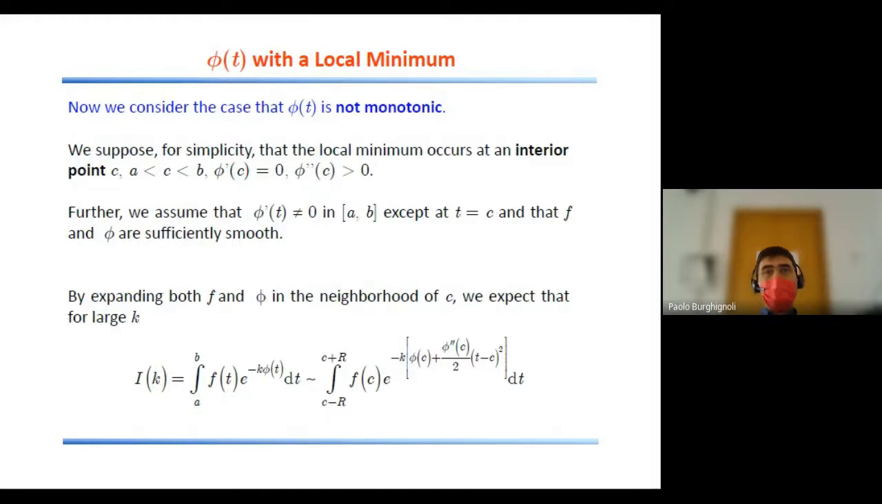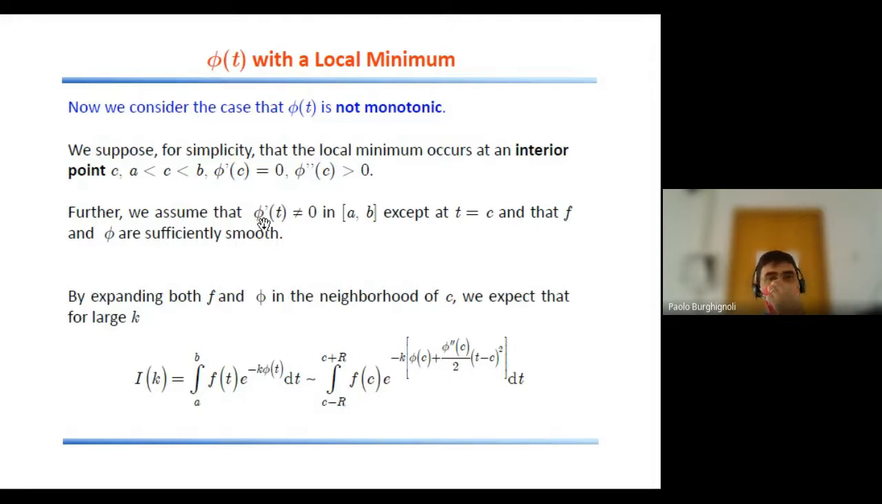Now, let us examine the second case, the case in which phi is not monotonic. And for simplicity, let us examine the simplest situation, that is the situation in which phi has a single point in the interior of the interval from a to b, where it has a minimum, so where its first derivative is equal to 0, and the second derivative is strictly positive. So we are now considering a point c that is strictly between a and b. We will also assume that this is the only point where the first derivative is equal to 0 inside the entire interval.